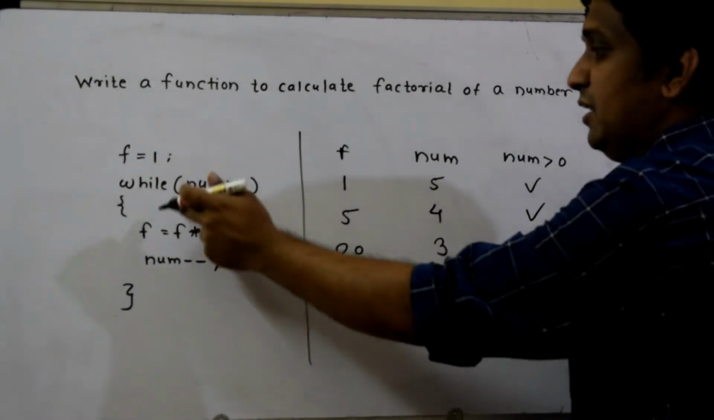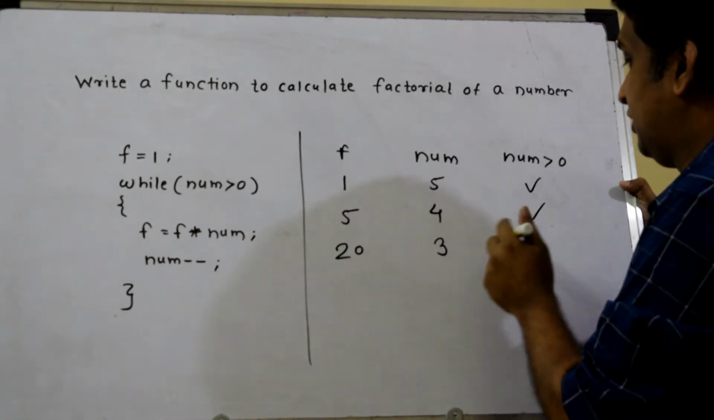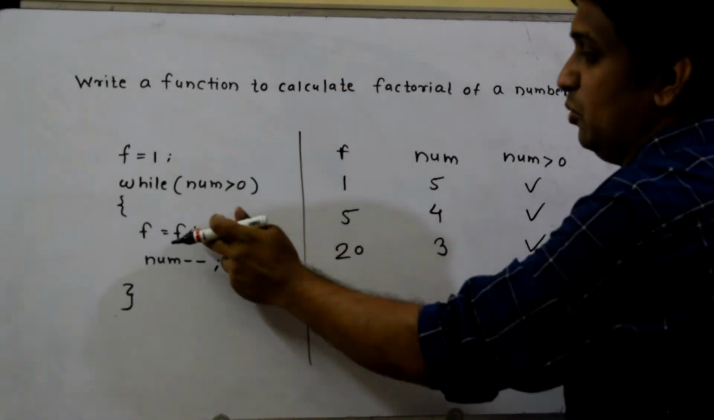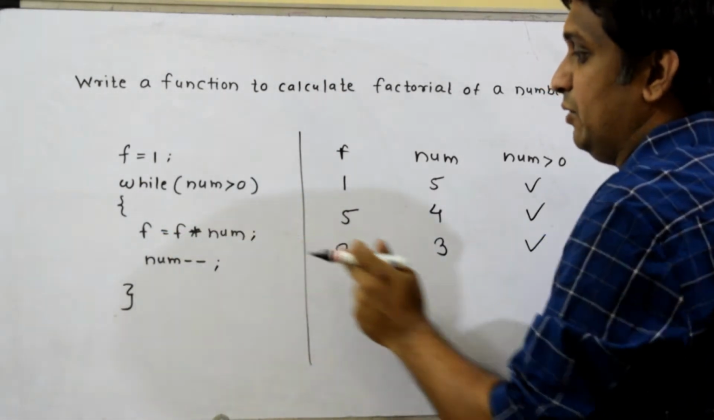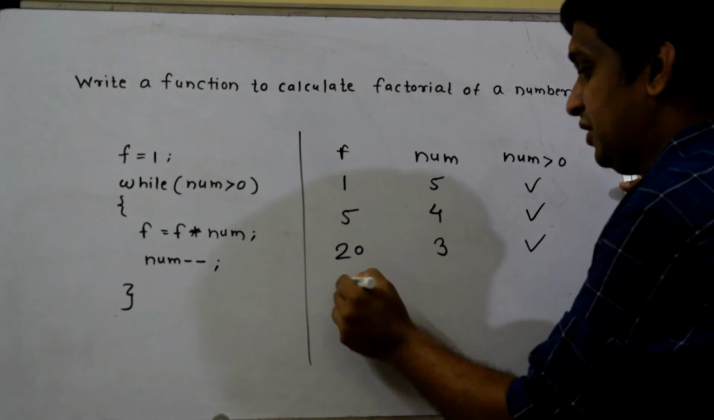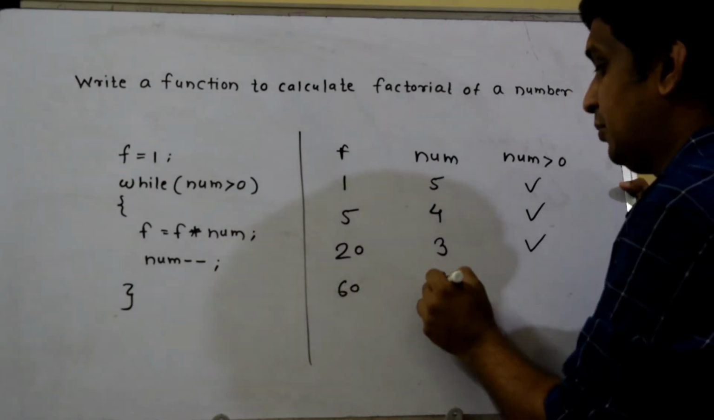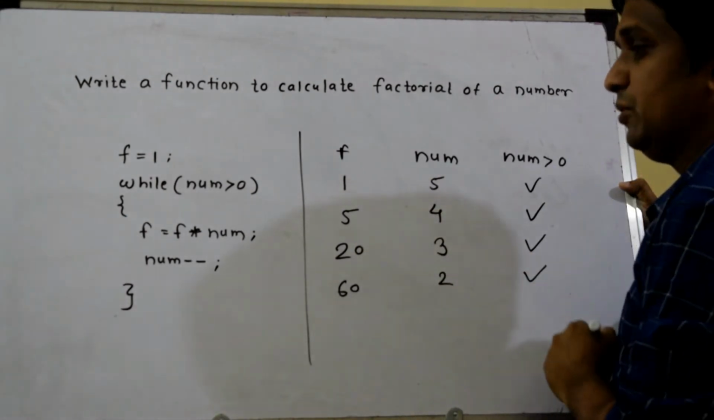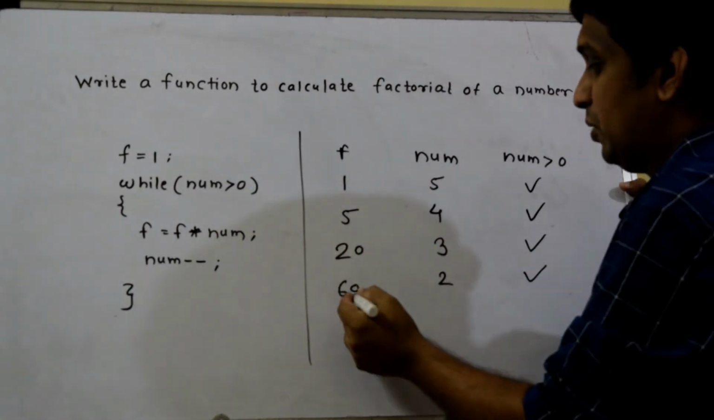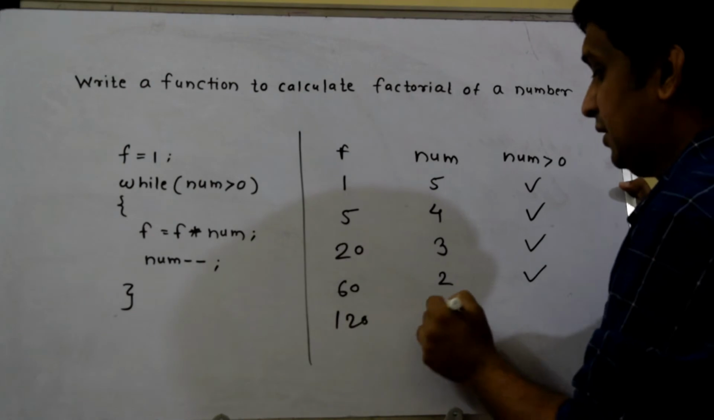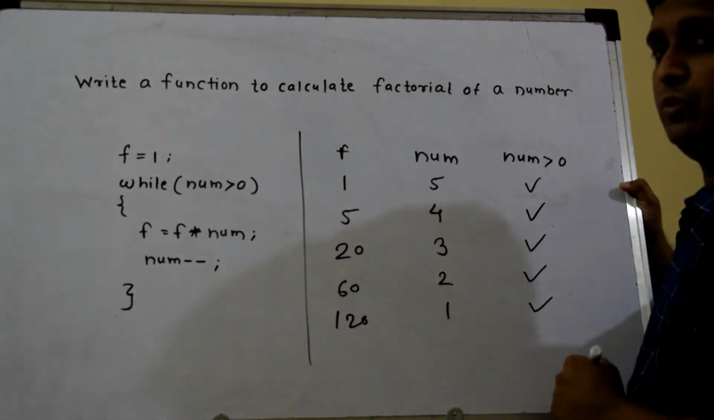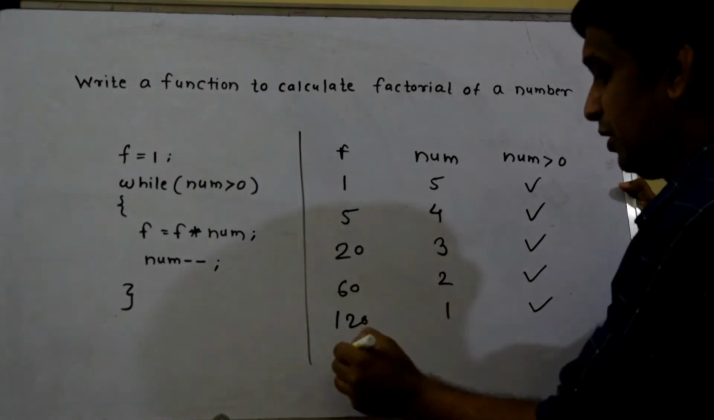Again it will check the condition, num is greater than 0, yes, 3 is greater than 0. So the condition is true and the next iteration of the loop will happen. f equals f into num, 20 into 3, 60. Num will become 2. 2 is greater than 0, condition is true. Again it will go inside the loop. 60 into 2, 120. Num will become 1. 1 is greater than 0, condition is true. So 120 into 1, 120.